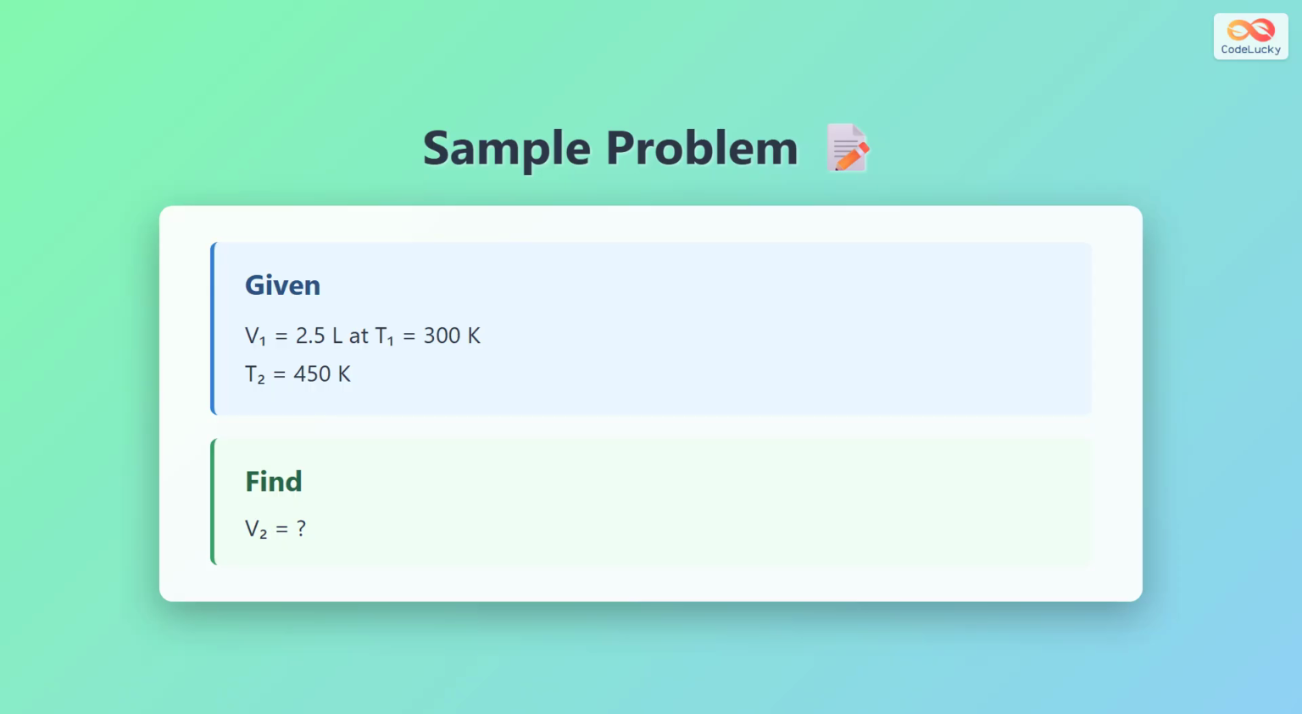Let's work through a sample problem to apply Charles's law. We are given the following information. The initial volume V1 is 2.5 liters at an initial temperature T1 of 300 Kelvin. The temperature is then changed to T2, which is 450 Kelvin. Our task is to find the new volume V2. Notice that both temperatures are already in Kelvin, so we can proceed directly with our calculation. This problem demonstrates a typical scenario where temperature increases, and we need to determine the resulting volume change.